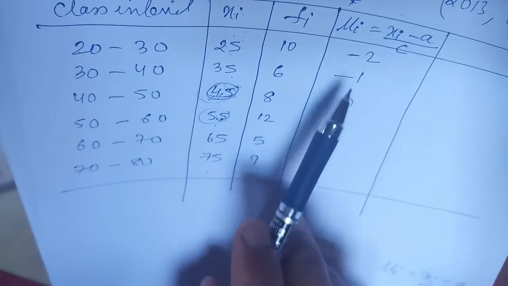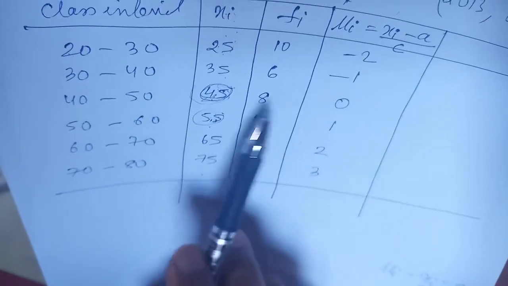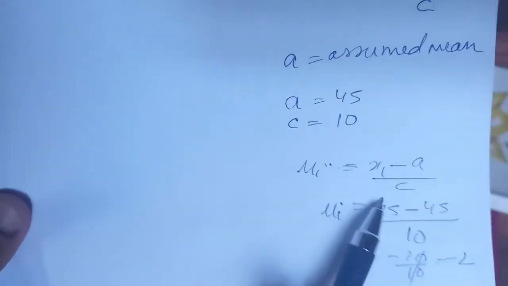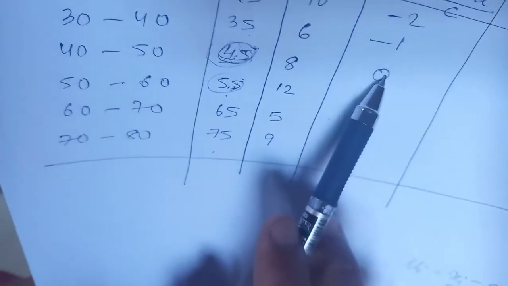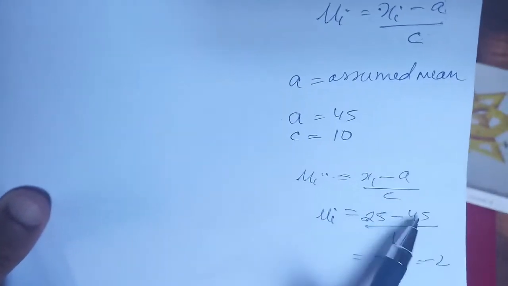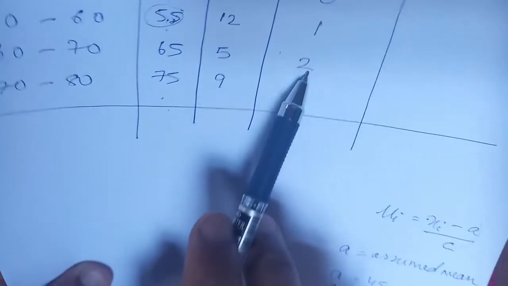Then after minus 2, what comes? Minus 1, then 0. Check this 0. What is xi here? 45. See, 45 minus 45 is 0, so therefore you got 0. Check this, xi is 55. 55 minus 45, since 55 is bigger, it is plus, so it will be 1, 2, 3.